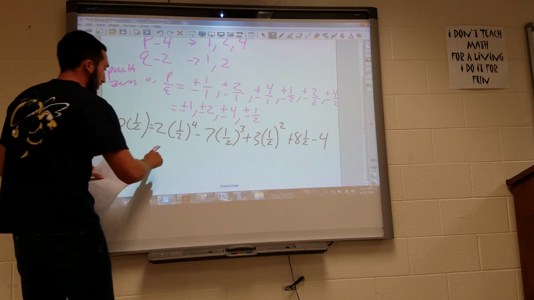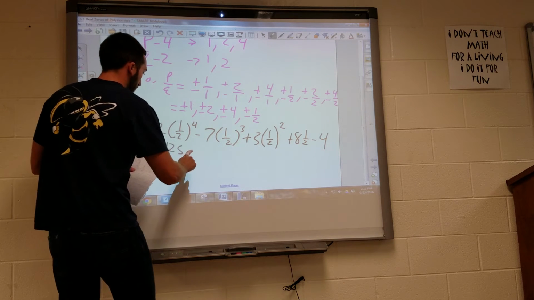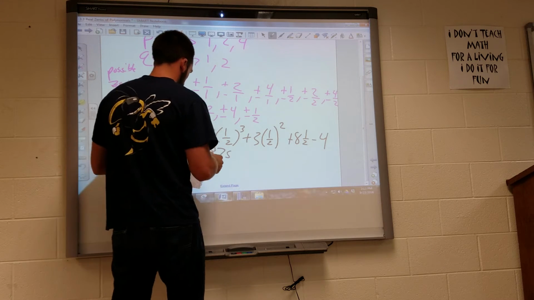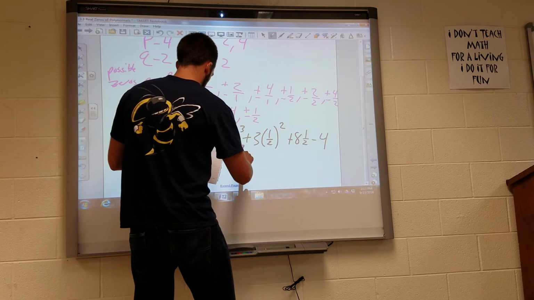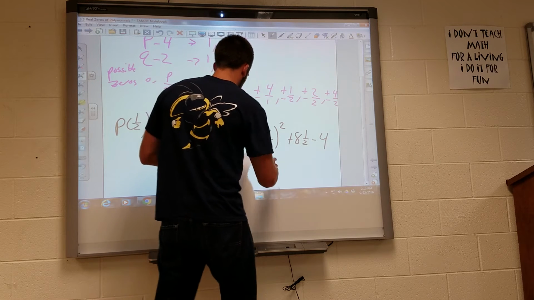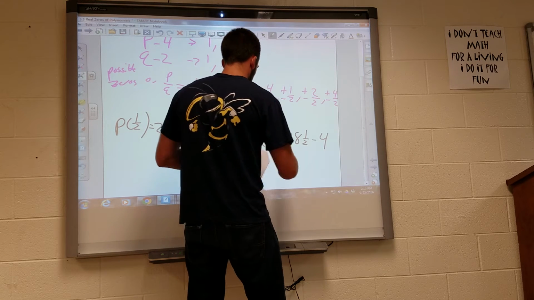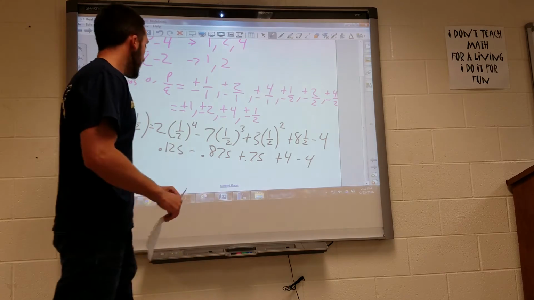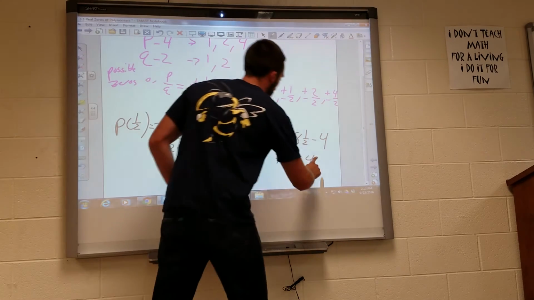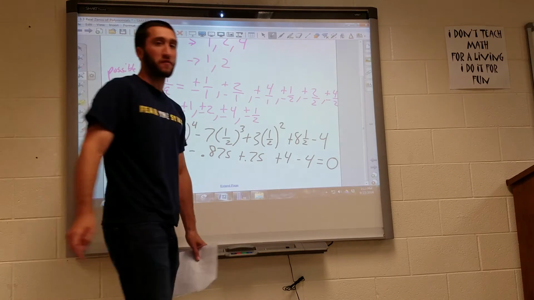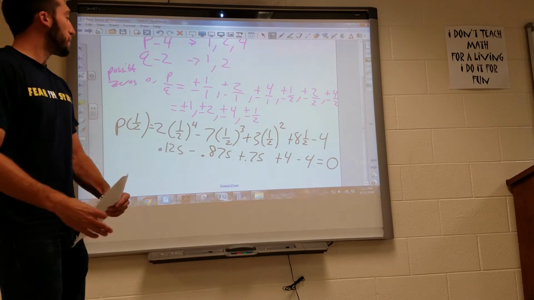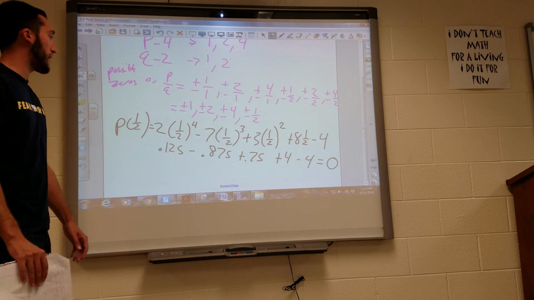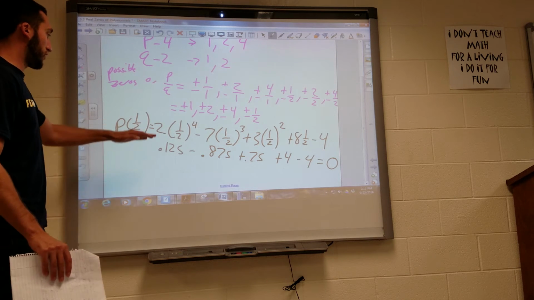So if I simplify just a little bit, this gives me 0.125 minus 0.875 plus 0.75 plus 4 minus 4. And if you compute this, you actually get that this is in fact equal to 0. Meaning 1/2 is a 0 of my 4th degree polynomial. Right, so that is a root.